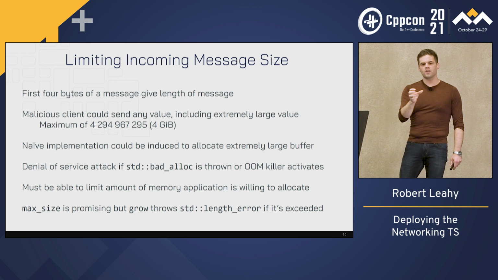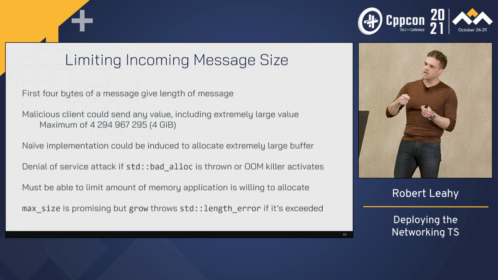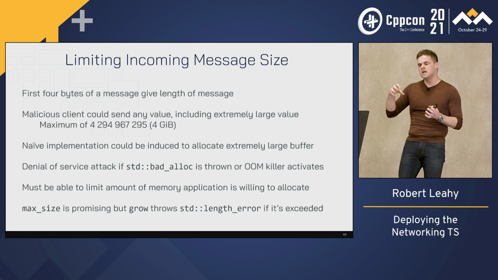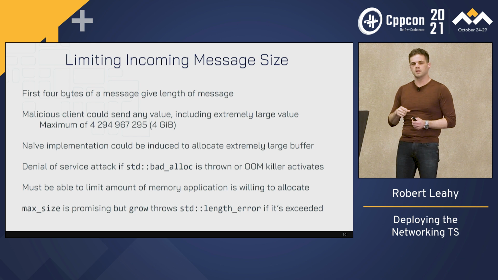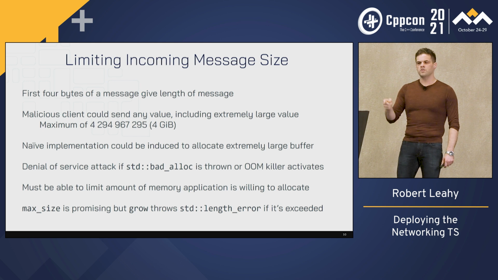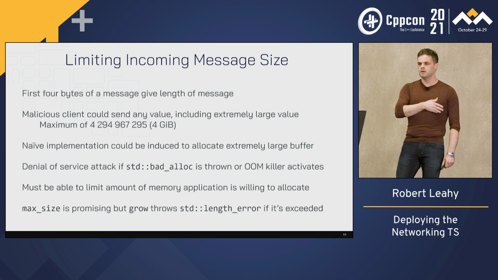And we saw there was a max size member. And so maybe we inject a type that customizes that max size member to constrain the allocation that can be performed. But when grow runs into the max size, it throws std length error. This is not how errors are idiomatically reported in the networking TS. Throwing an exception will cause it to just bubble up into the execution context, be re-emitted in main, and cause the application to die. But that's exactly the problem we were trying to solve. That's the scenario we were trying to avoid.